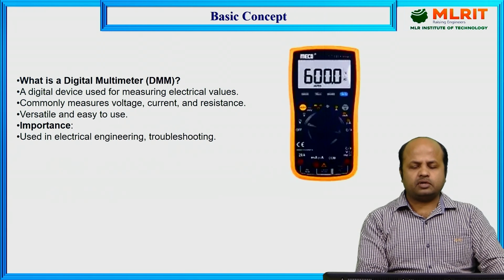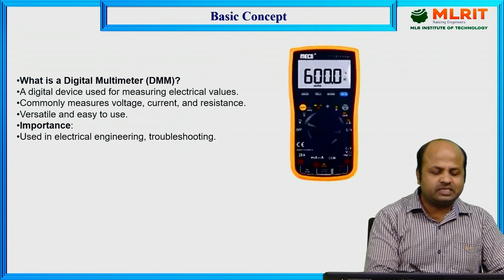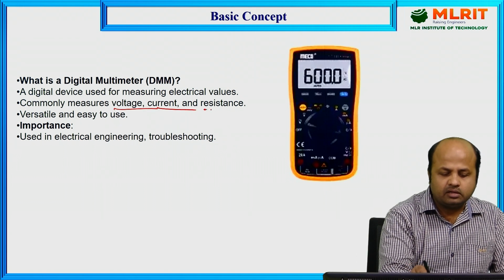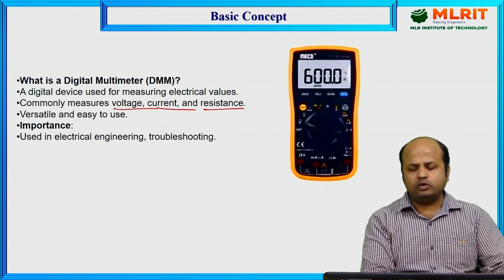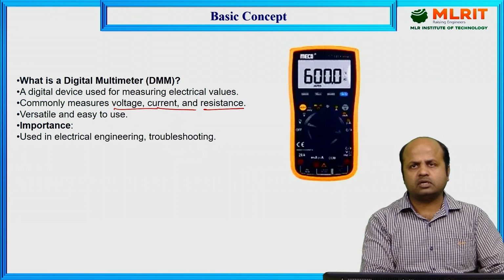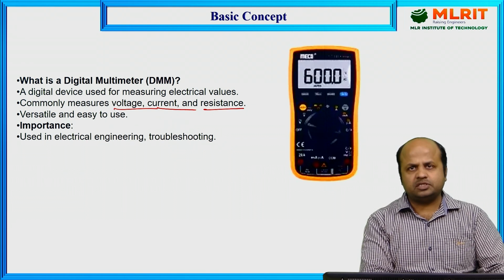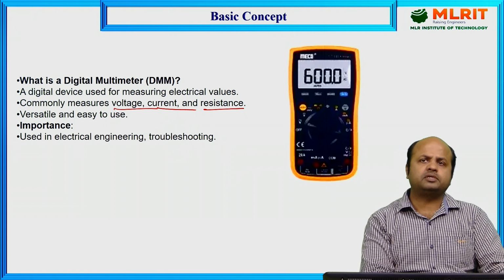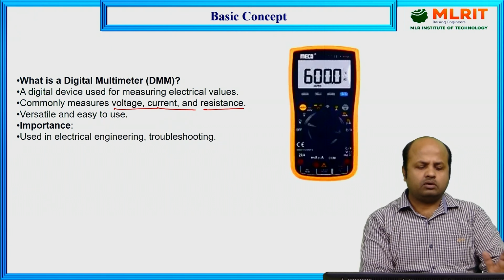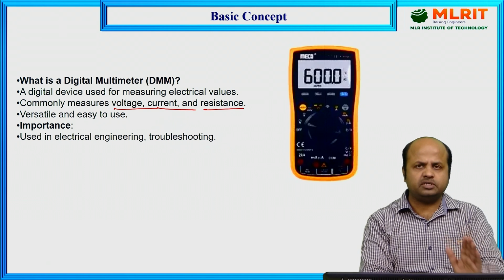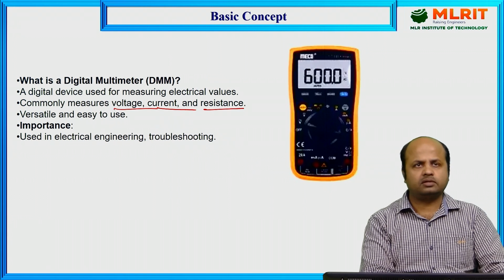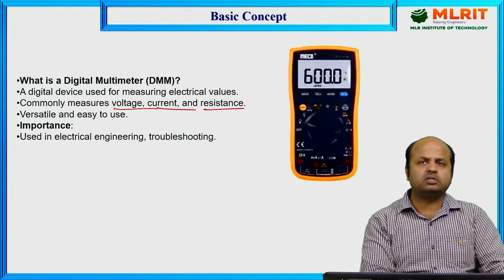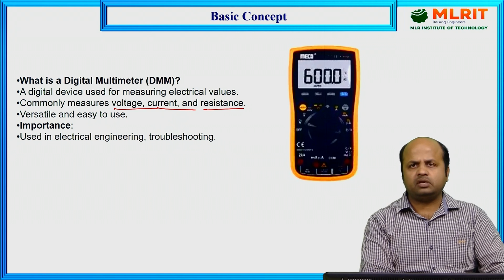What is a digital multimeter? Already we know that it is a device which can measure voltage, current, resistance, etc. Apart from voltage, current and resistance, it can be used for some other purposes also, like short circuit condition test, diode testing, transistor testing. Some additional features of multimeters are also there. But basically we are going to discuss here the digital multimeter that can measure voltage, current and resistance in a circuit. What is its importance? It is used in electrical engineering and troubleshooting, and for industrial purposes also we are using the digital multimeter.